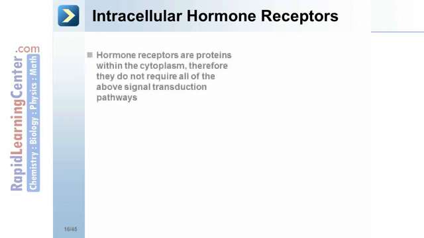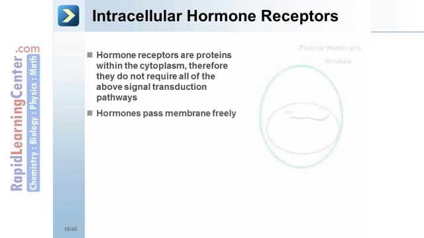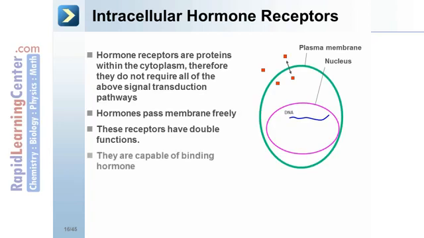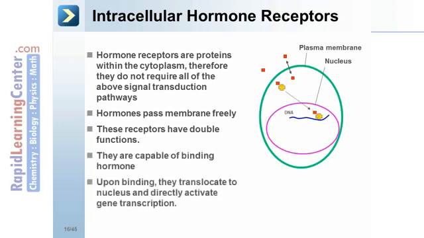Intracellular hormone receptors. Hormone receptors are proteins within the cytoplasm. Therefore, it does not require all of the previous signal transduction pathways. Hormones pass through membranes freely. These receptors have a double function. They're capable of binding hormones. Upon binding, they can translocate to the nucleus and directly activate gene transcription.